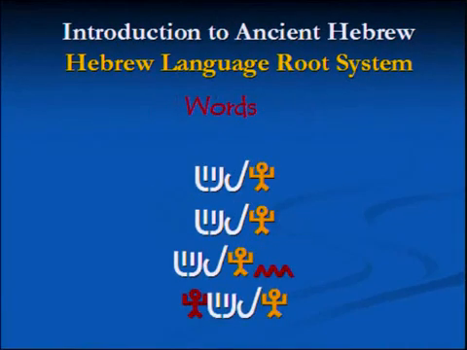Okay, we've looked at parent roots, child roots, and adopted roots. Now we're going to look at words. The letters are the roots of a tree. The parents are the trunk. The child roots and adopted roots are the branches. The words are the leaves of the tree.